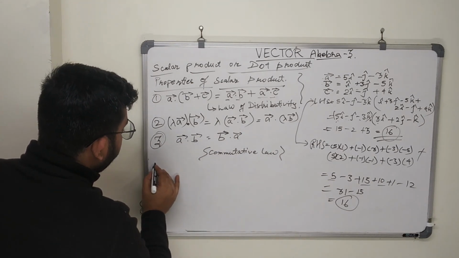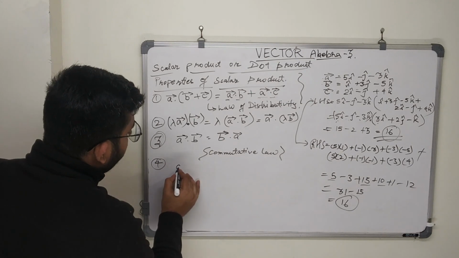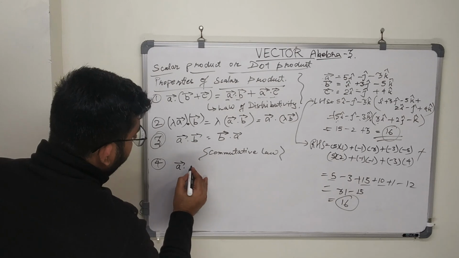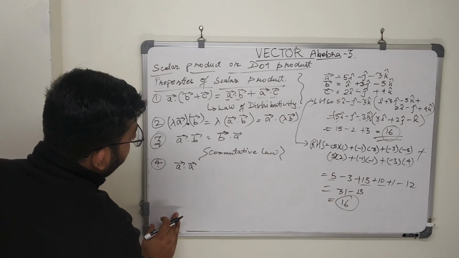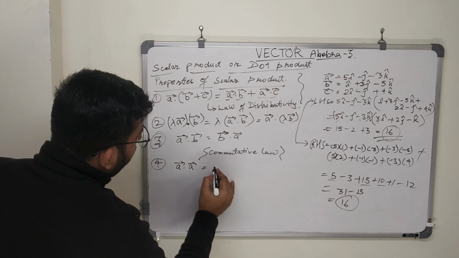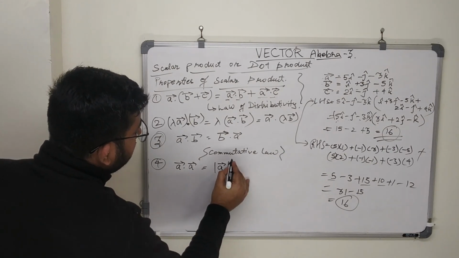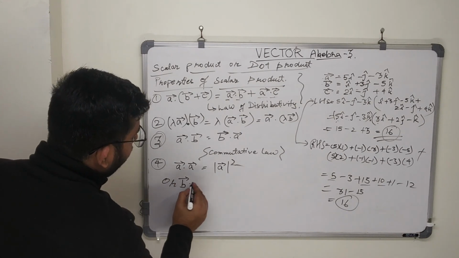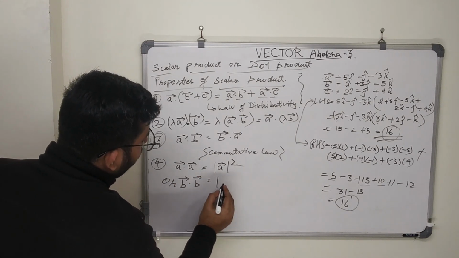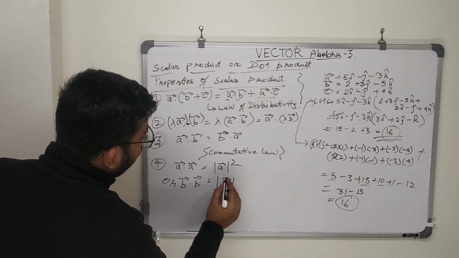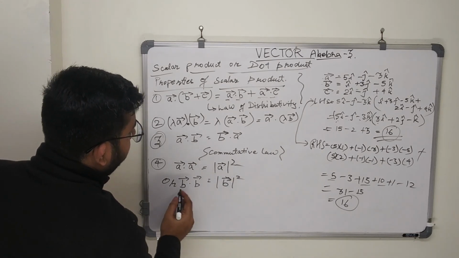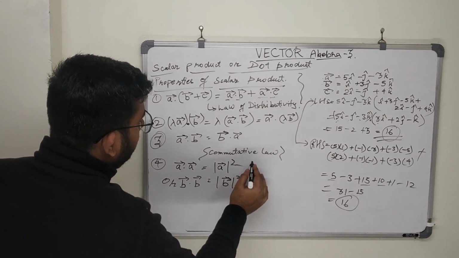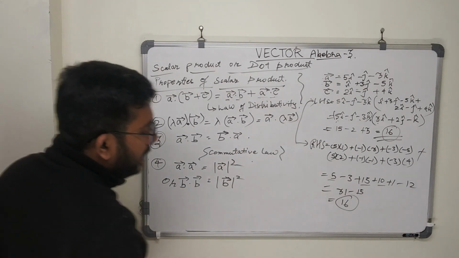Now the next is, suppose we are going to find the dot product of a vector with the vector itself, that is a vector dot a vector. This will be equal to the magnitude of a vector, whole square. Similarly, b vector dot b vector will also be equal to the magnitude of b vector, squared. We can also see this property and this property with the help of the same example.